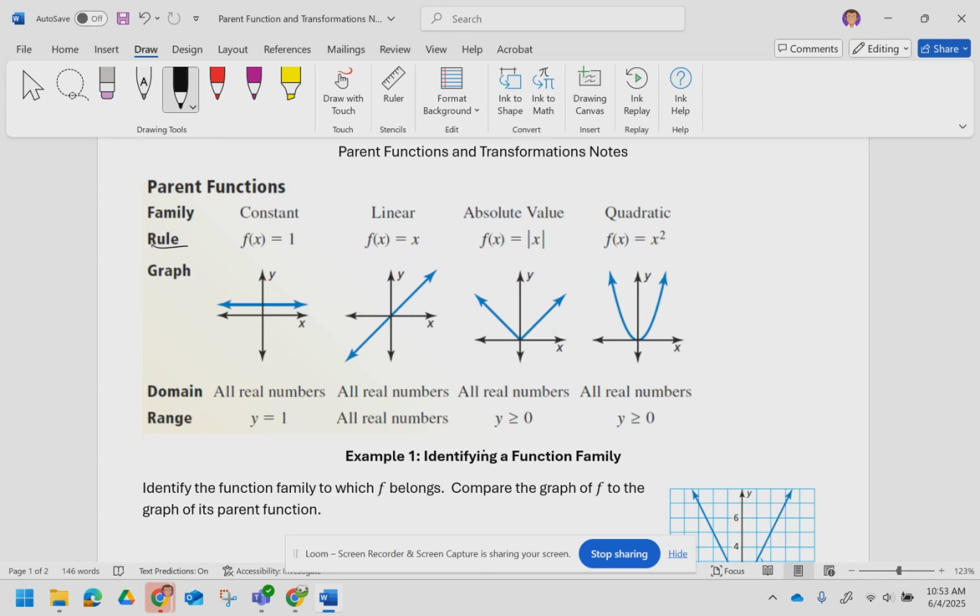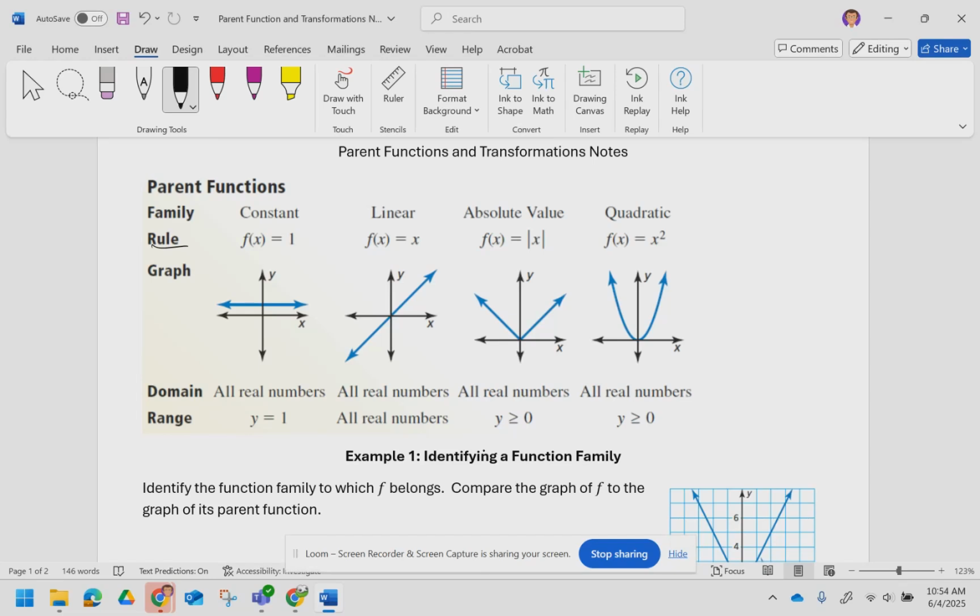All right, let's look at the linear family of functions. Its parent function is f of x is equal to x. These form diagonal lines. The domain, x can be any real number. The range also can be any real number. X and y can be any numbers.